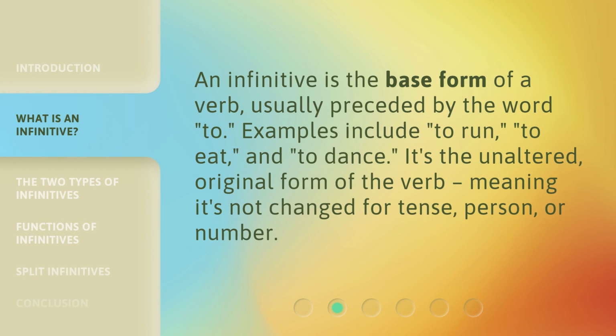An infinitive is the base form of a verb, usually preceded by the word to. Examples include to run, to eat, and to dance. It's the unaltered, original form of the verb, meaning it's not changed for tense, person, or number.